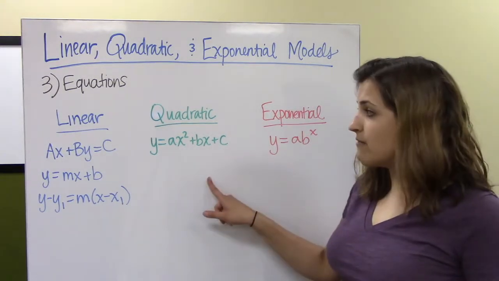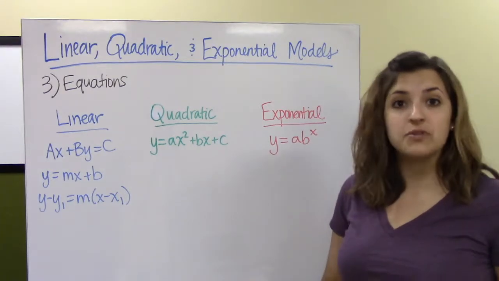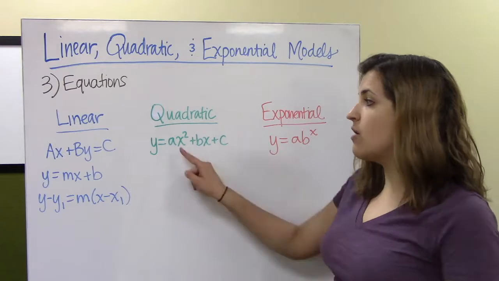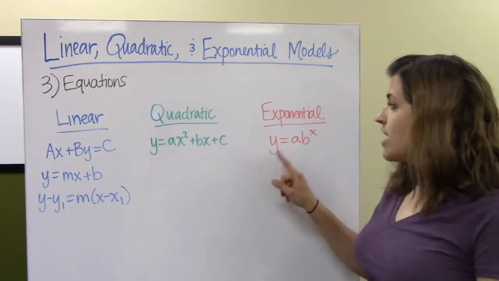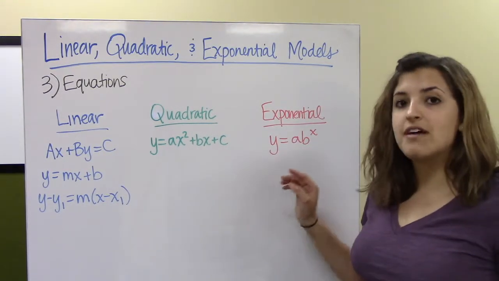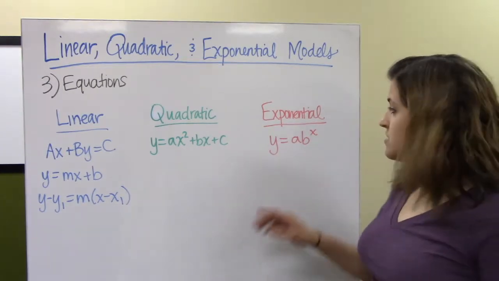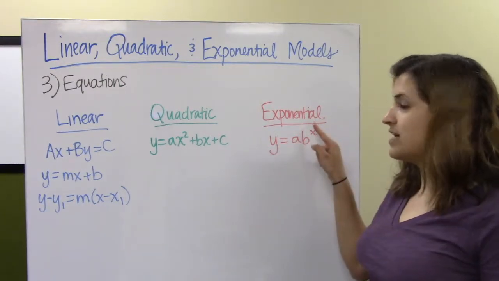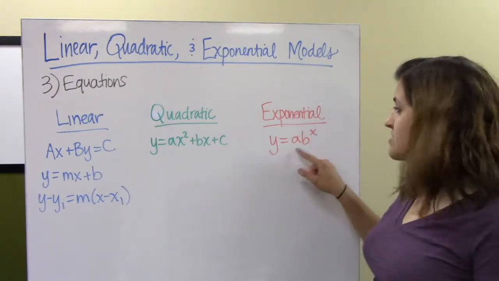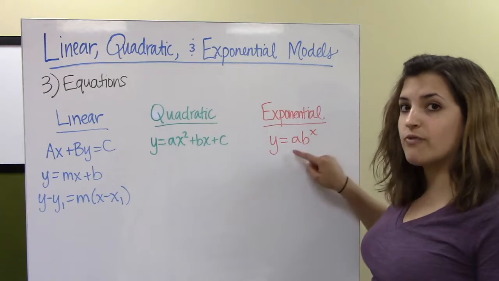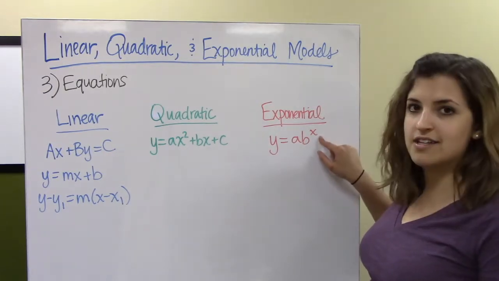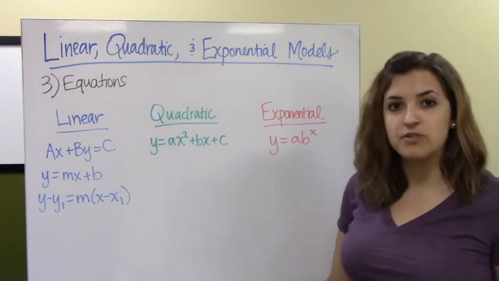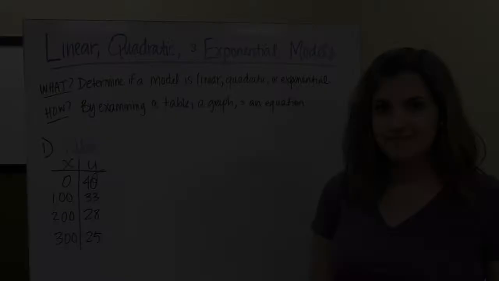For quadratic, however, our x will always be squared. We'll have y equals and then some numbers, but always an x squared in there. For exponential functions, we always have x in the exponent. Like it says in the name, exponential has exponent in it. So you can always remember that x is going to be in the exponent. So here we have y equals ab to the x. That's exponential. All right, let's do some problems now and try to differentiate between some functions that were given.